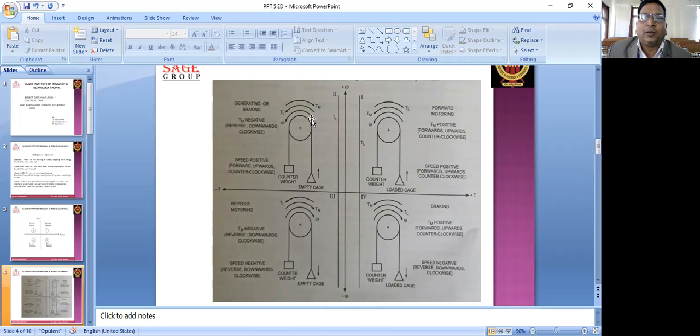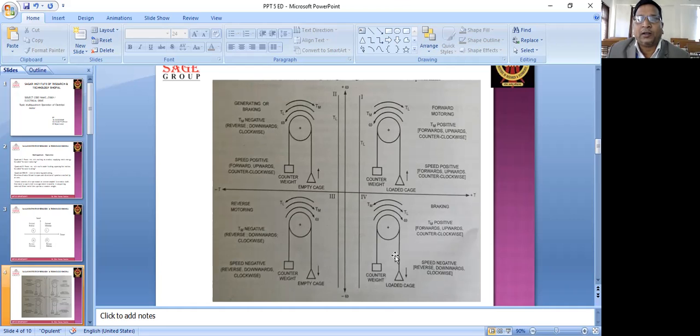Here the speed is positive and the motor torque TM is negative, so this is the case of the forward braking mode. In the third quadrant, the motor speed and motor torque are in the anticlockwise direction, and the counter load torque is in the clockwise direction, so the power is positive. This is the case of the empty case and counterweight.